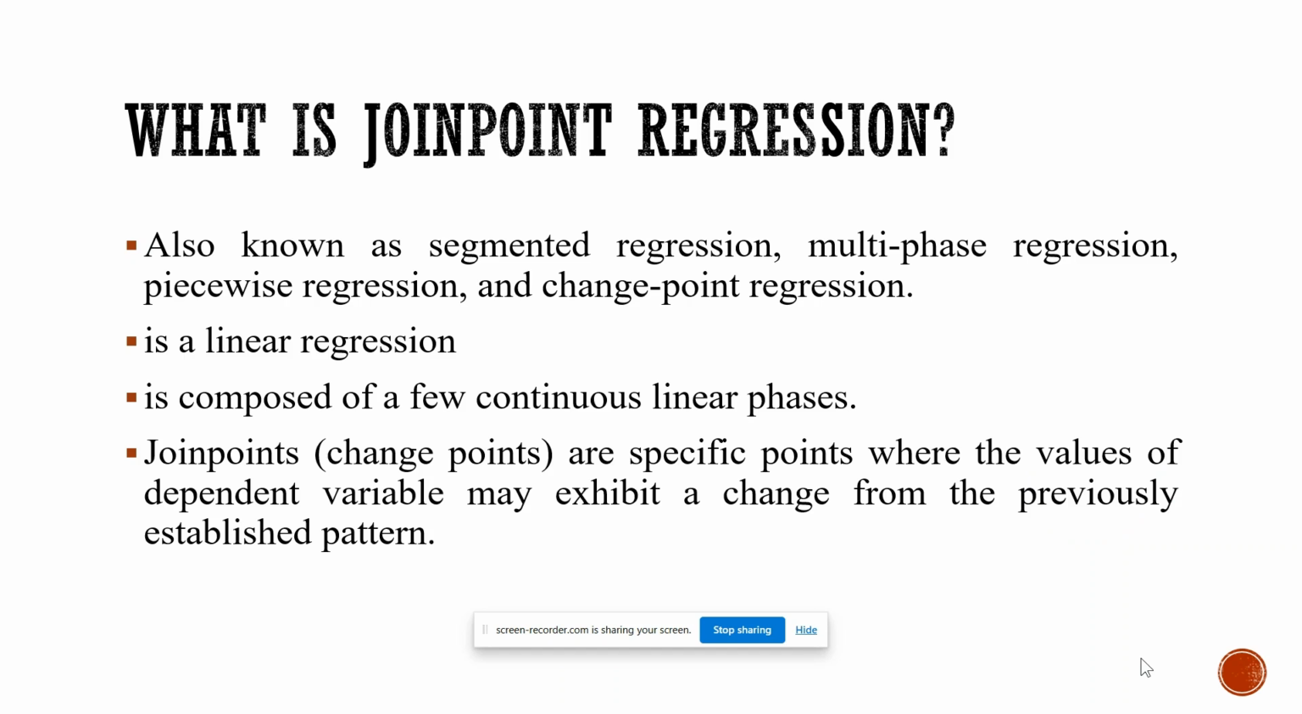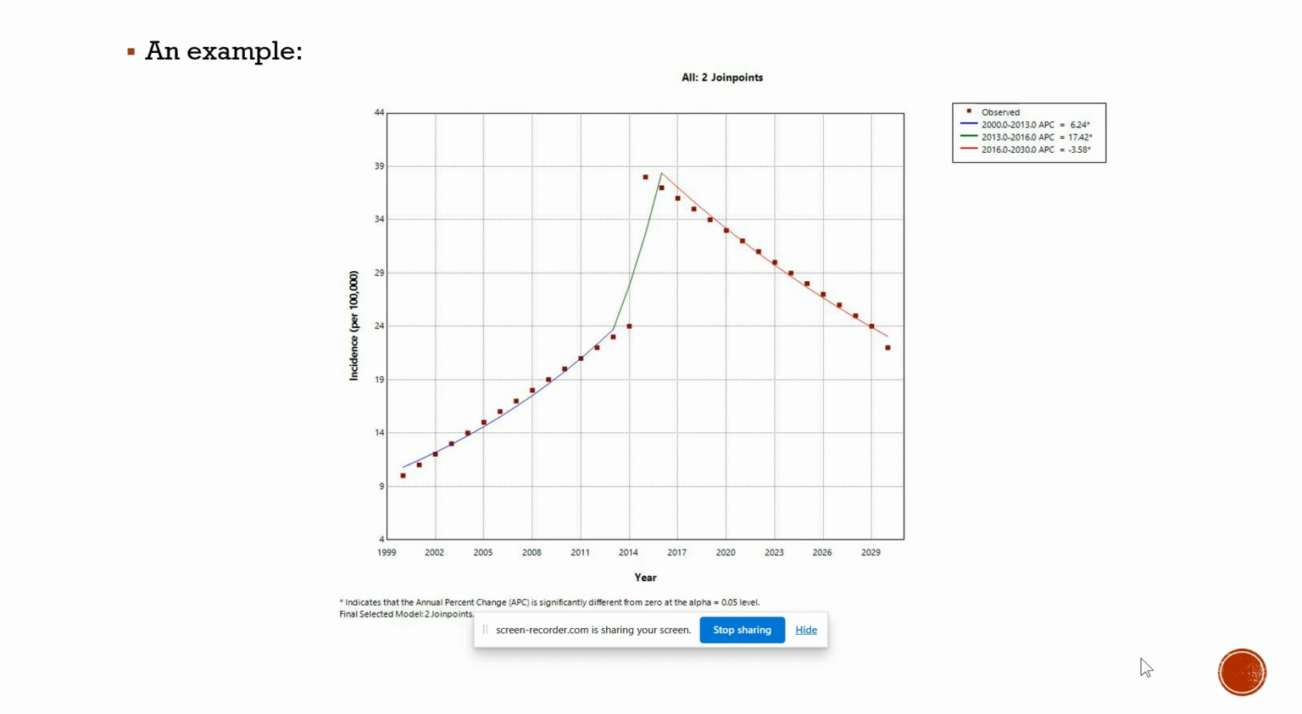Joint point regression analysis, also known as segmented regression, multi-phase regression, piecewise regression, and change point regression, is a linear regression which is composed of a few continuous linear phases, where joint points are specific points where the values of the dependent variable may exhibit a change from the previously established pattern.